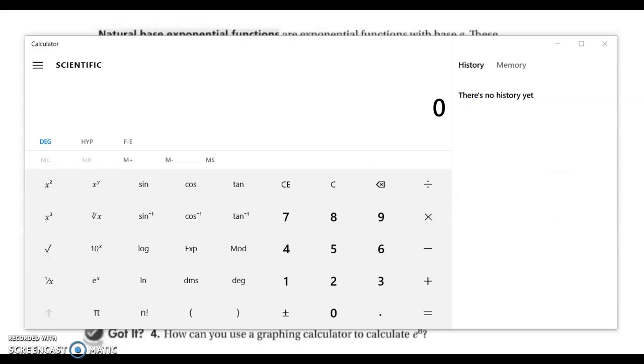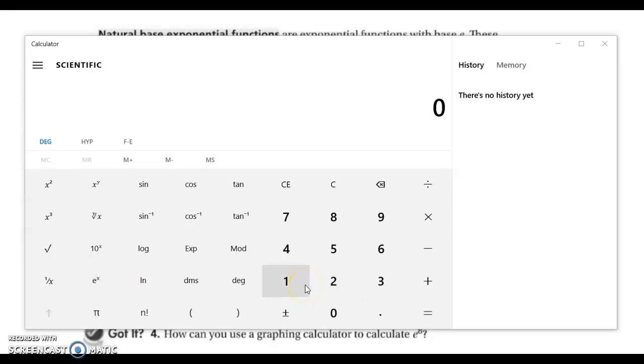Okay, so on your calculator, you should be able to find a button that says either e or e to some power. So here it is on my calculator, e to the x. Now normally you can just hit the button and then say what power you want it to. My calculator, you actually have to do it backwards.